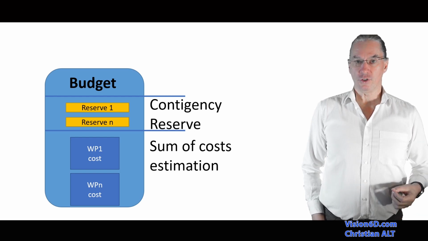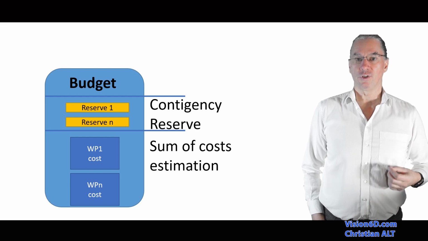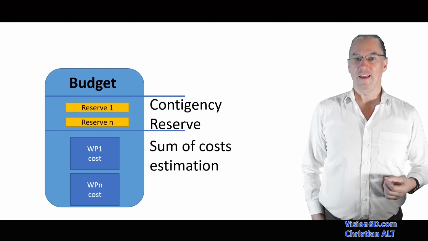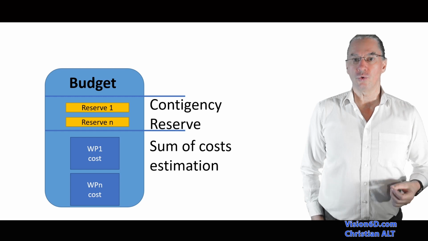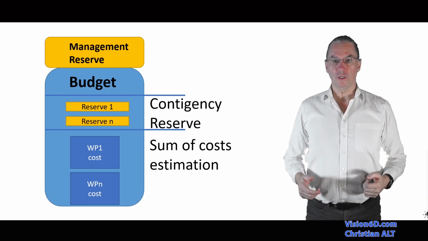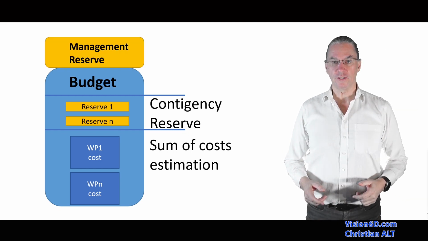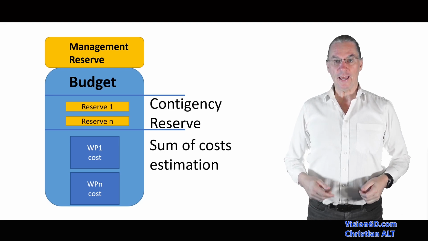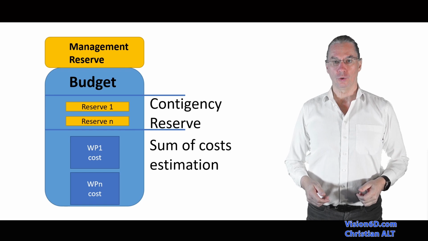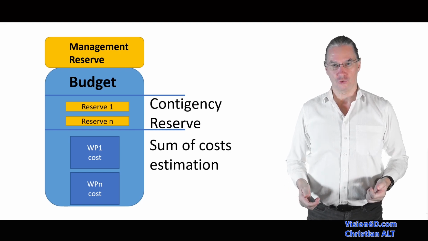So the budget is composed of the sum of all the estimations plus a contingency reserve for risks, and those risks are known risks. So we have the budget with its reserve, with its contingency reserve, and this is under the control of the project manager.